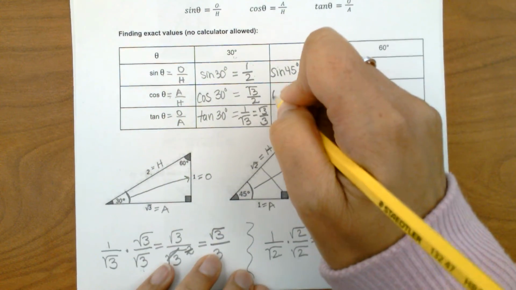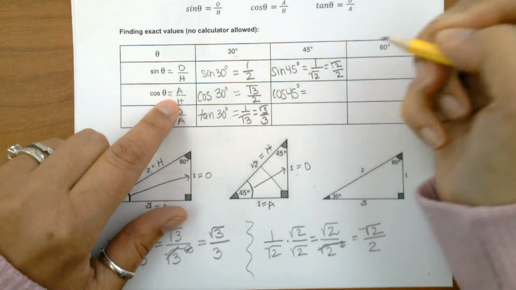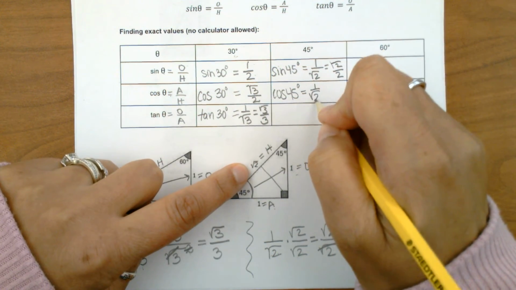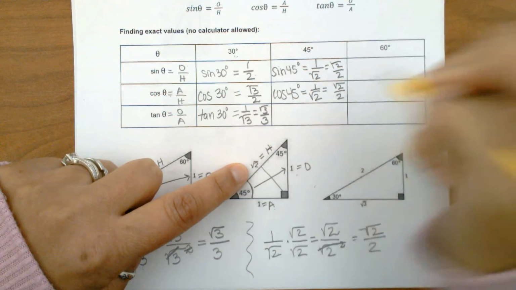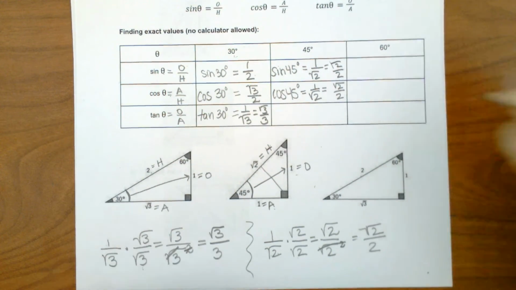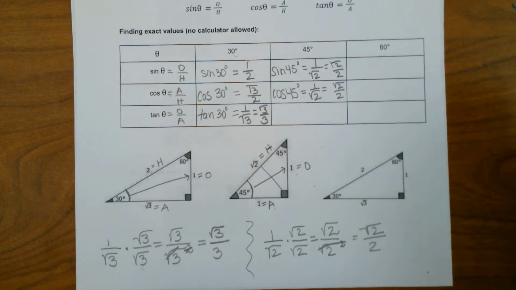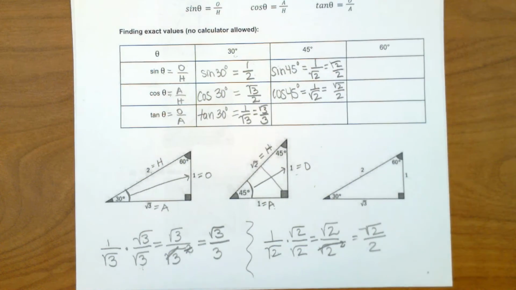Okay, cosine 45 degrees equals adjacent 1 over square root of 2. And this makes sense because we do have an isosceles triangle. So these two are going to come out to be the same. I love 45-degree triangles. They're pretty cool. Okay, tangent. And I think my lights might be going off. But we're going to get them back on.